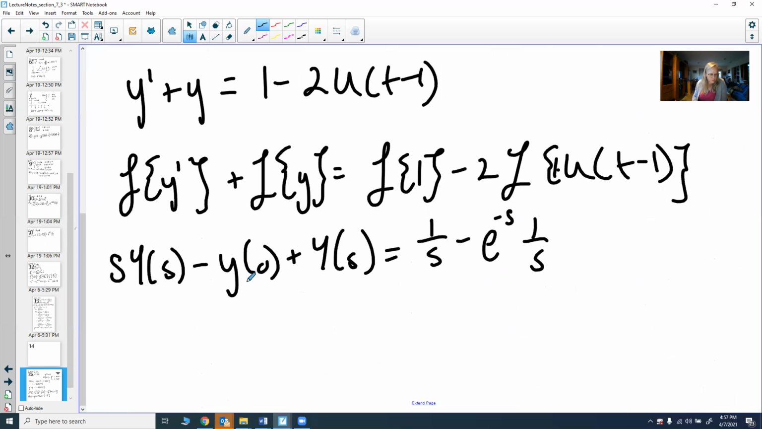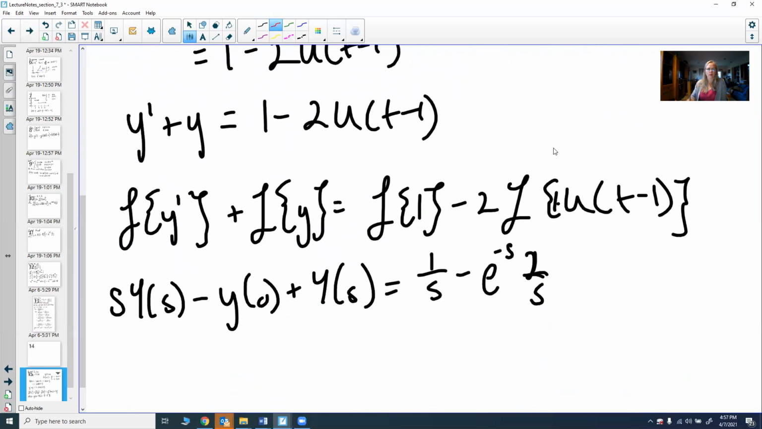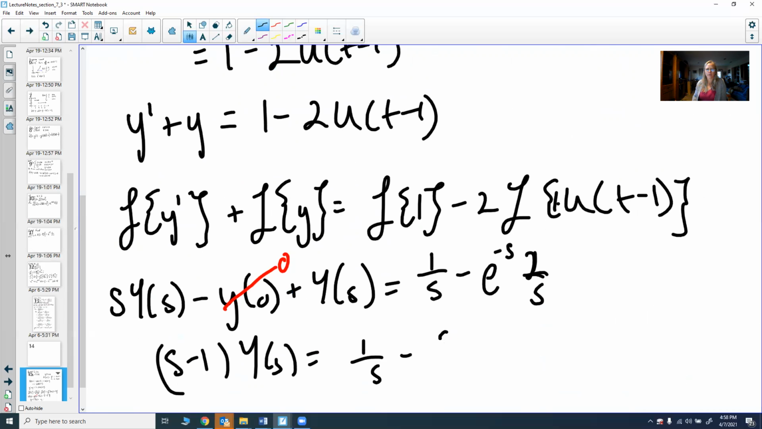Okay. So now let's put a 2 up there. Now we're going to go ahead and get Y of s by itself. Put in what y0 is equal to. Up here, y of 0, we were told was 0, so that is gone. Let's get all the Y of s terms together. We've got s minus 1 times Y of s is equal to 1 over s minus 2 e to the minus s over s.